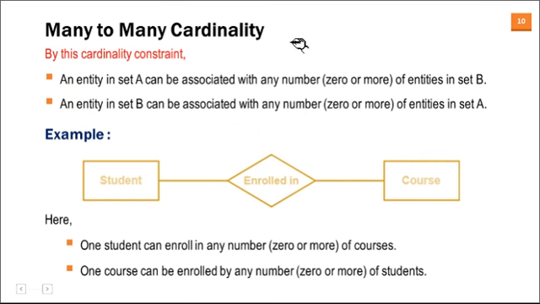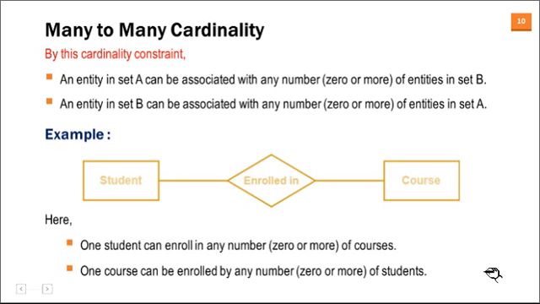First we will discuss many-to-many cardinality. I have two entity sets. One is the student entity set and the other is the course entity set. An entity in set A can be associated with any number of entities in set B, and an entity in set B can be associated with any number of entities in set A. It means here what I wanted to explain.